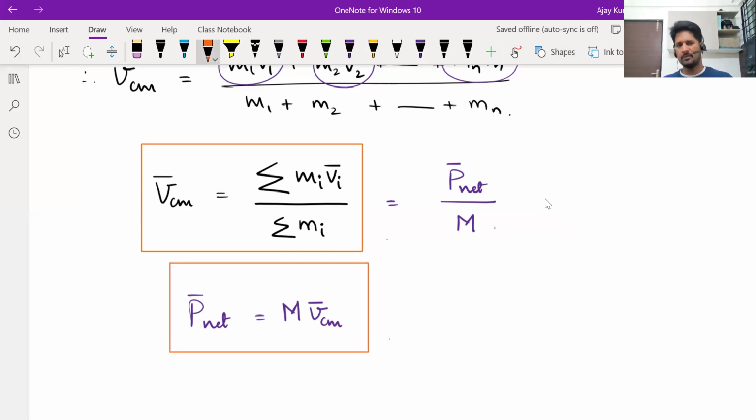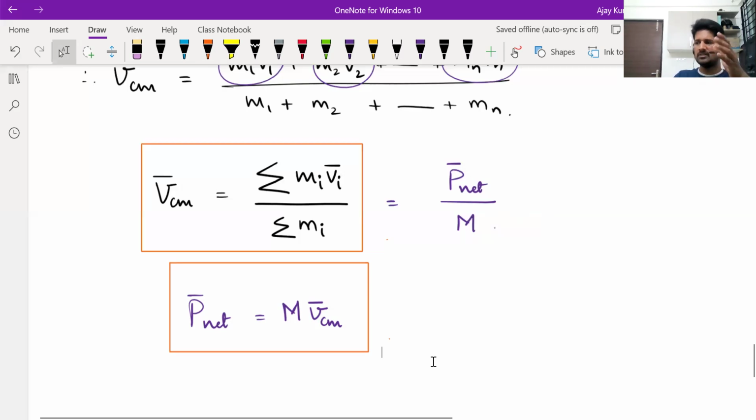This also comes from the definition of center of mass only. That acceleration equation we integrate, we get the velocity of center of mass. And from velocity of center of mass, we get momentum equal to mass into velocity. So for a rotating system, or for a system in which different particles move with different velocities, if you want to write an expression for its net momentum, just take the velocity of its center of mass. That's all.